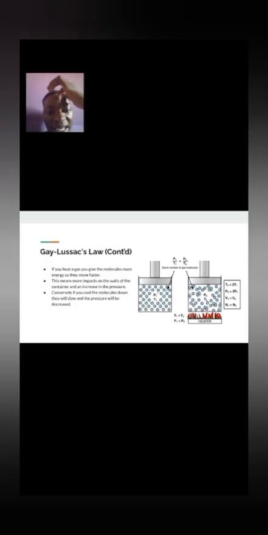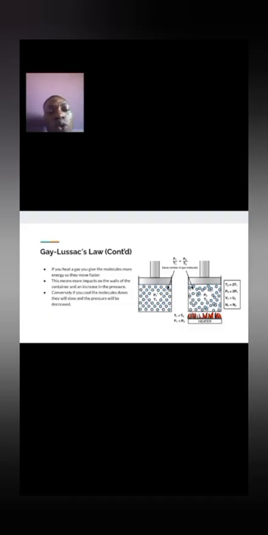So if you heat a gas, you give the molecules more energy so they move faster. That is what I just explained, that if you heat a gas, if you put fire to a gas, you give the molecules heat energy to be able to move fast. This means more impact on the walls of the container, and more impact on the walls of the container will lead to an increase in the pressure.